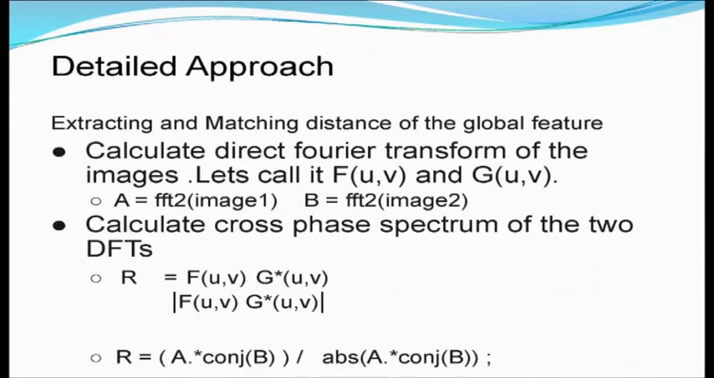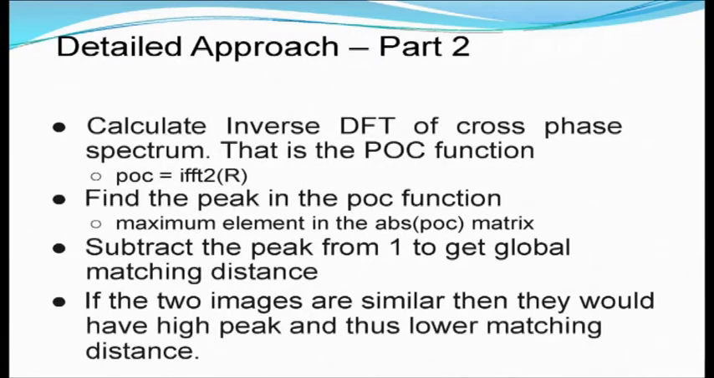The global feature they used was the Fourier coefficients, and they calculated it by first calculating the Fourier transform of the images, then finding the cross phase spectrum, and then finding the POC function. The peak in the POC function denotes how similar the images are, and to get the global distance, they just did 1 minus the peak of the POC function.